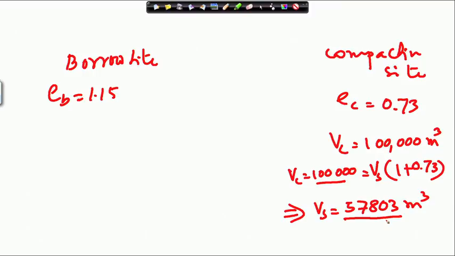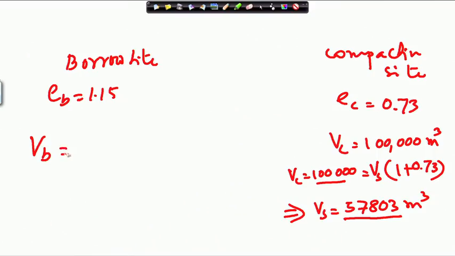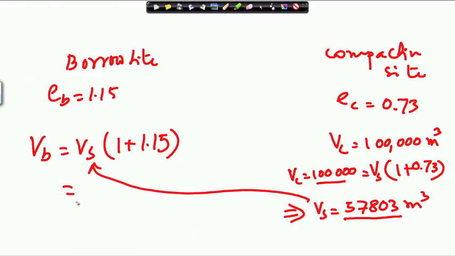Now, as I have mentioned in the previous problem, in the same soil if I compact, then by compaction we are only removing the voids, not reducing the solid. So, solid will remain unchanged. If that condition is taken, now I can consider VB equal to Vs into 1 plus 1.15, that is the void ratio of the site. So, if I substitute this Vs here, then I will get VB equal to 124,276 meter cube of borrow.